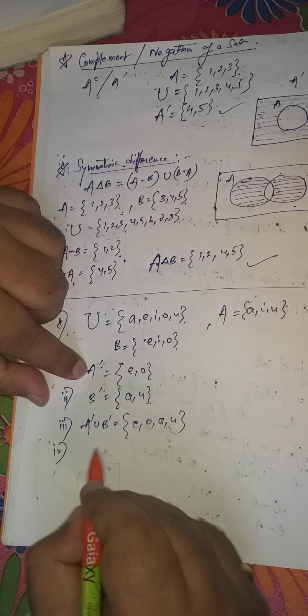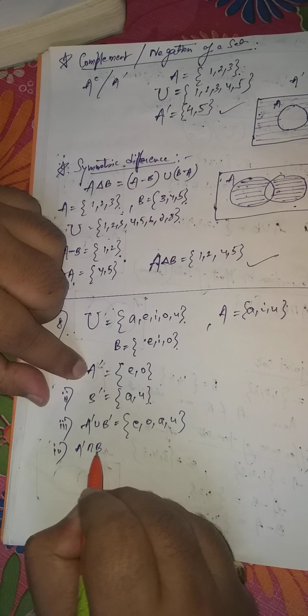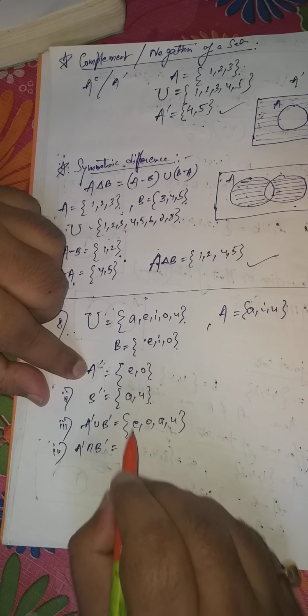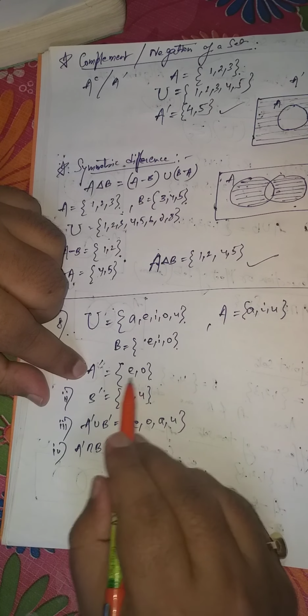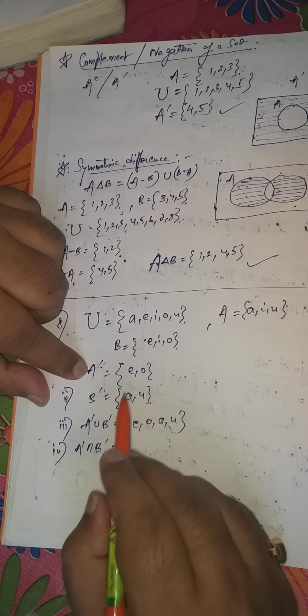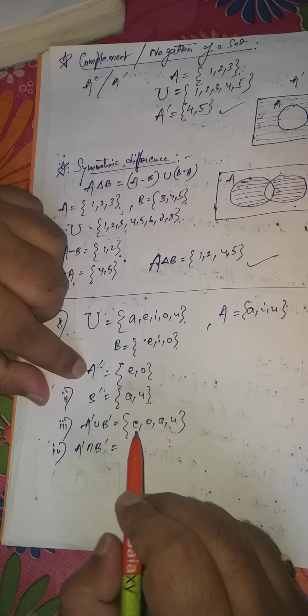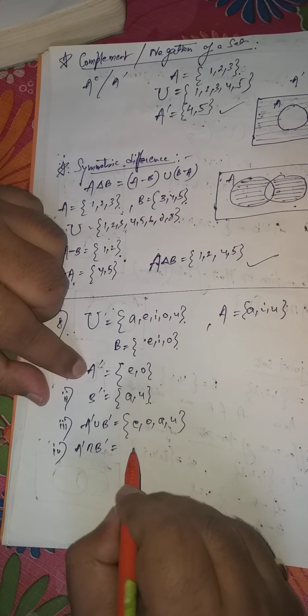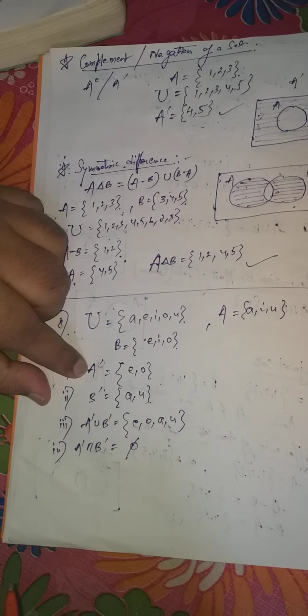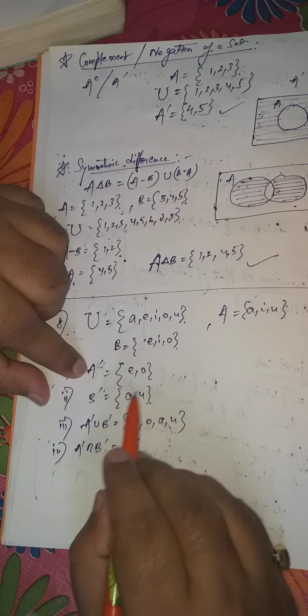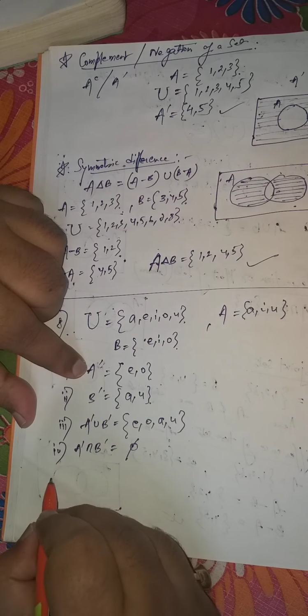Sorry. A complement intersection B complement. Now you have to do the intersection. Intersection means the common elements which are there in A complement and B complement. But there are no common elements, so that is the null set, because you are not getting any element common to A complement and B complement.